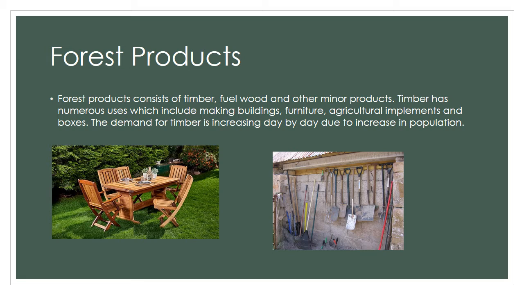Students, we have discussed forest products in detail earlier. Now we'll have a review of this topic. We know that forest products have been divided into two major categories: major forest products and minor forest products. With reference to consumption, timber and fuel wood are considered as major forest products.